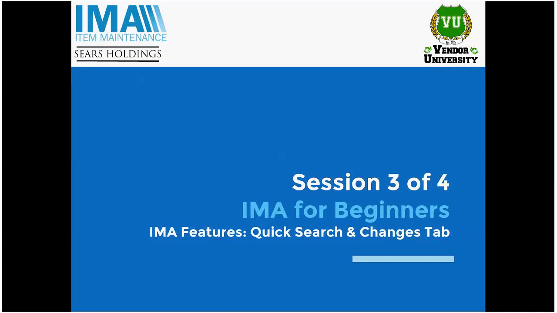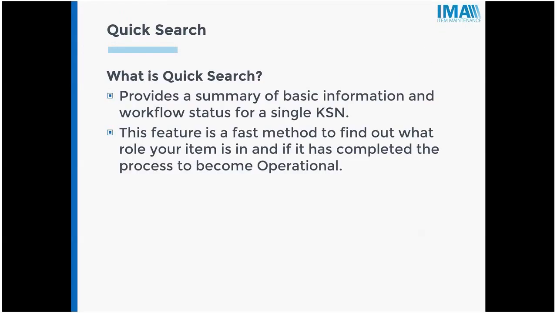Now let's talk about Quick Search and the Changes tab. What is Quick Search? Quick Search provides a summary of basic information and workflow status for a single KSN. This feature is a fast method to find out what role your item is in and if it has completed the process to become operational.